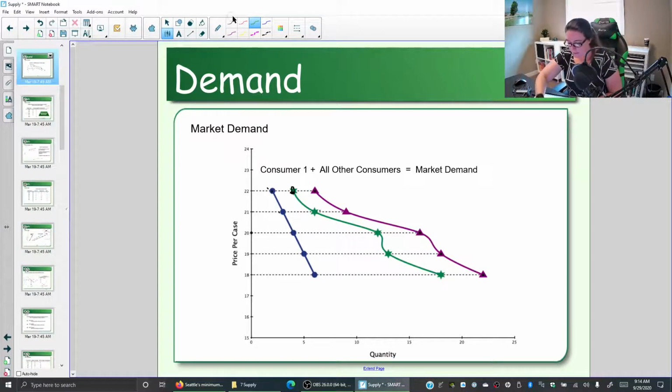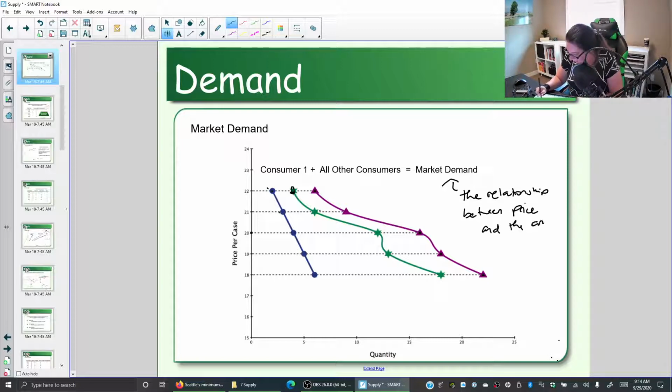In our previous video, we looked at market demand and market supply. So now let's put them together. So first, market demand is the relationship between price and the amount that consumers are willing and able to buy. So market demand looks at the relationship between price and quantity demanded, and we're looking at multiple consumers.